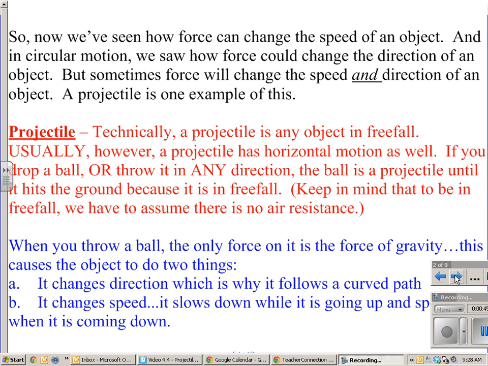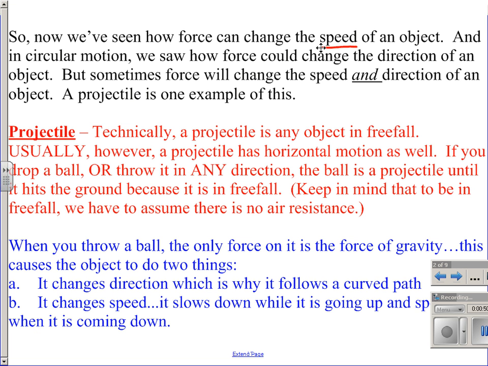So far in this chapter, we've seen how a force can change the speed of an object, right? Well, actually, that's something we've seen since the beginning of forces, that when you put a force on something, you can make it go faster or slower. And more recently, in circular motion, we saw how a force could change the direction of an object, right? Because the centripetal force pulls the object inward, causes it to turn and go in a circle. All right, projectiles are cool because it's an example of a situation where the force changes both the speed and the direction of the object, which we really haven't looked at too much yet.